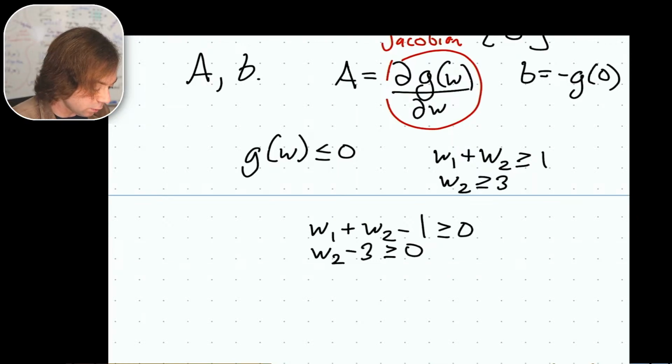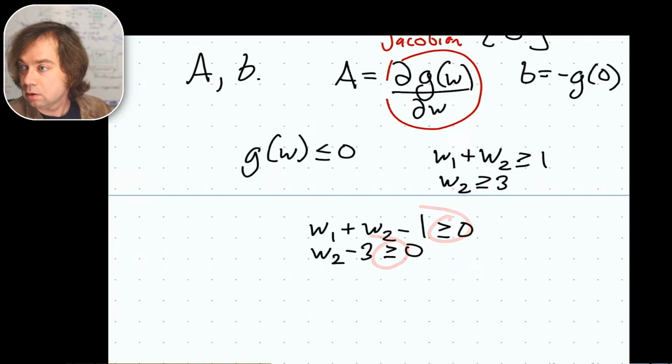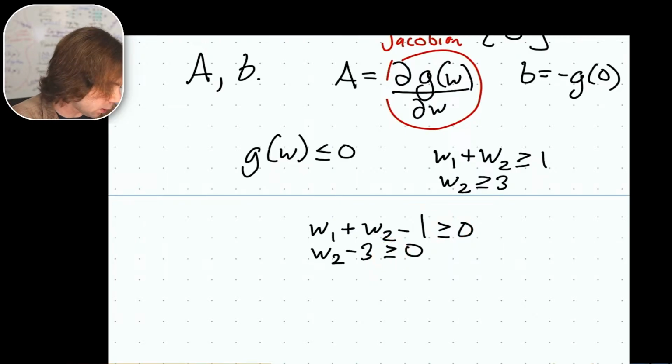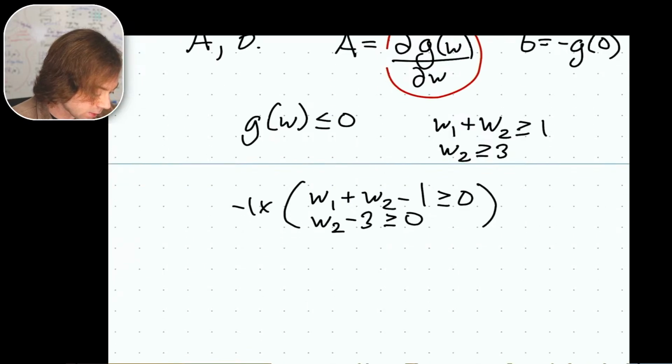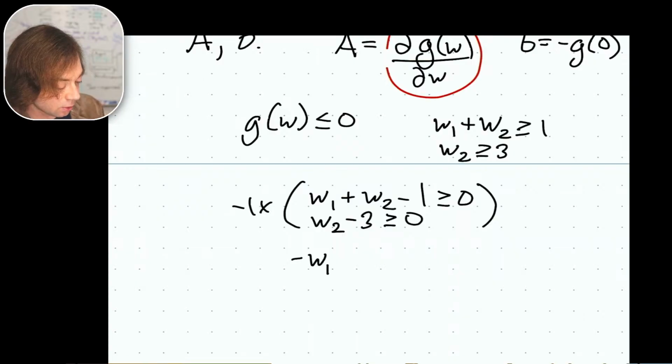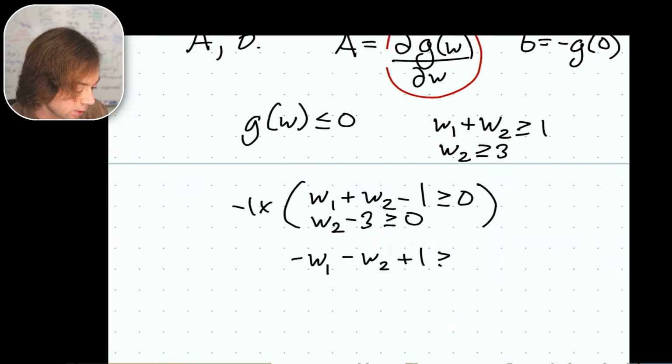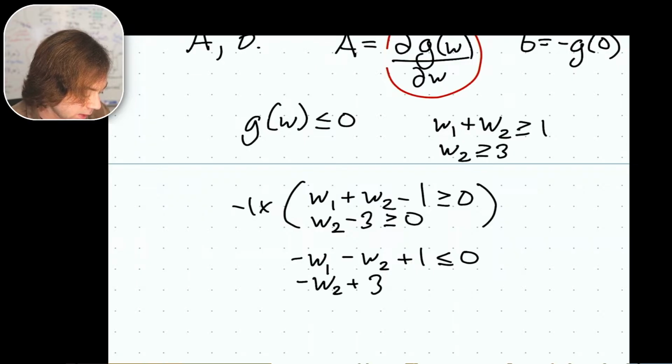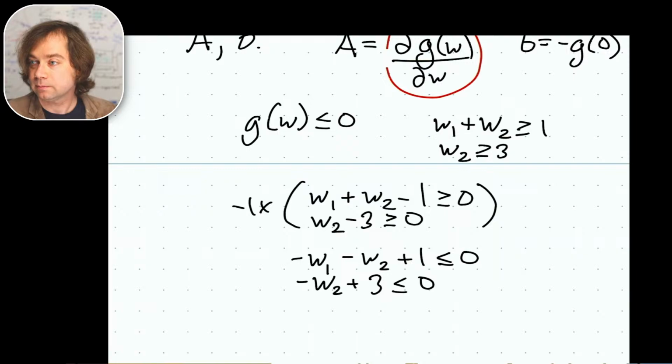We need, of course, to flip the inequality. So we have to multiply all these by minus 1, right? So that's going to give us minus 1 on both sides. So that's all kosher in terms of the math. Minus W1 minus W2 plus 1 is greater than or equal to 0. And, sorry, less than or equal to 0. Apologies. And minus W2 plus 3 is less than or equal to 0, right?